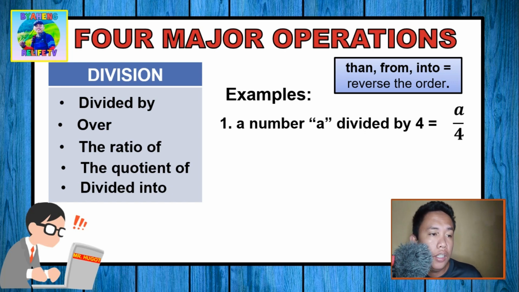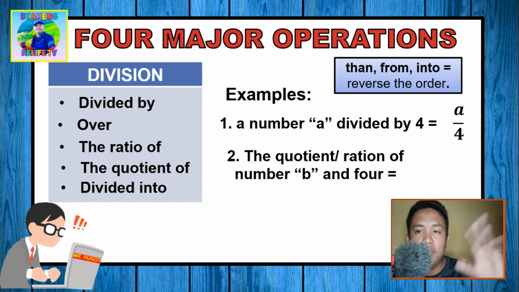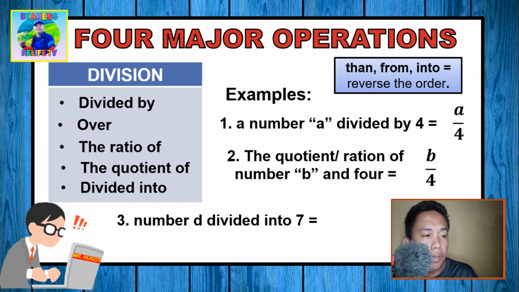Definitely. We have the quotient or ratio of B and 4. Wala pong N yun. Medyo nagkamali lang sa edit. That would be B divided by 4. The number D divided into 7. That would be 7 over D. So, dapat po yun ay 7 over D. Since, kapag daw into, ay re-reverse natin yung arrangement nila. Siyempre, una yung 7 bago yung letter D.